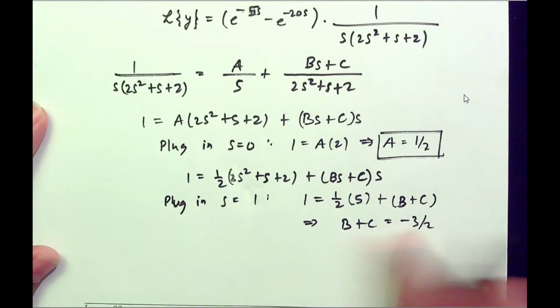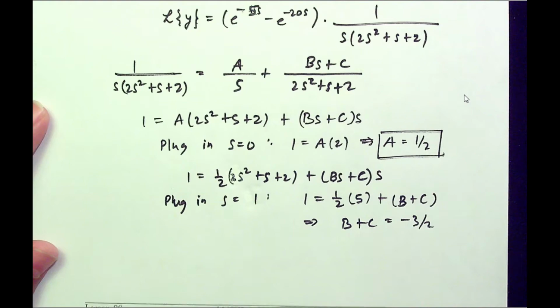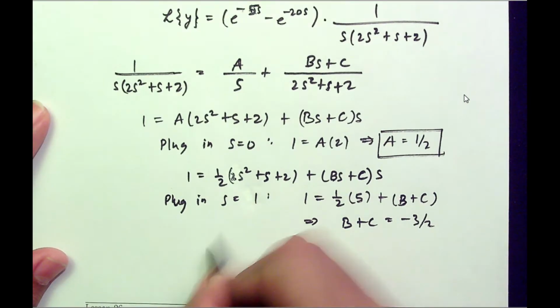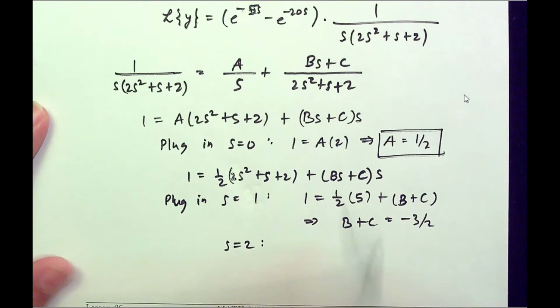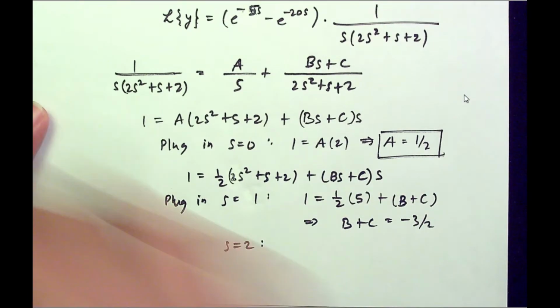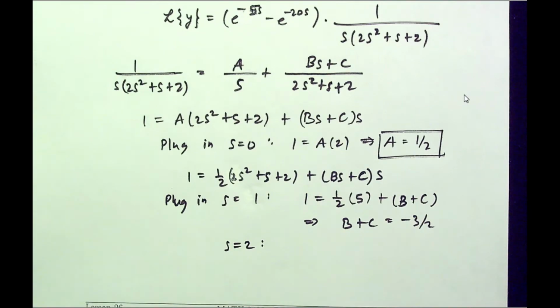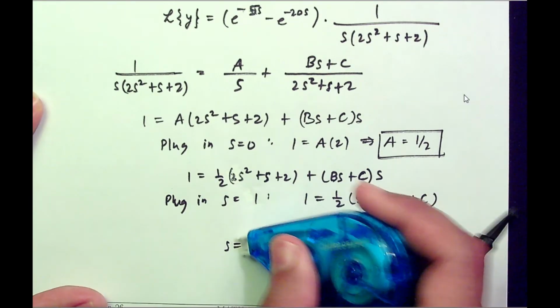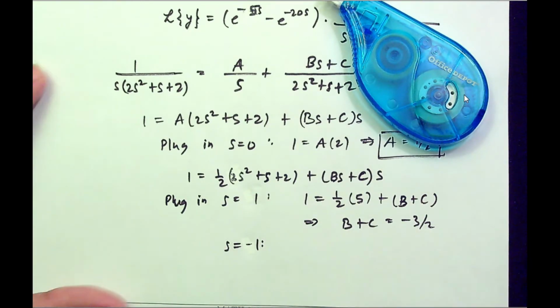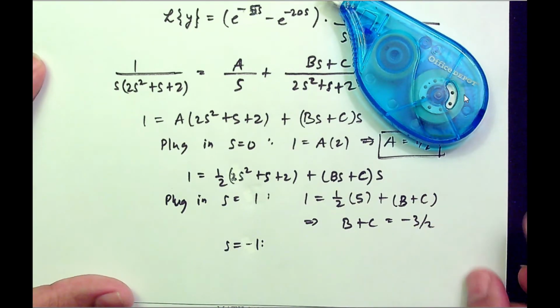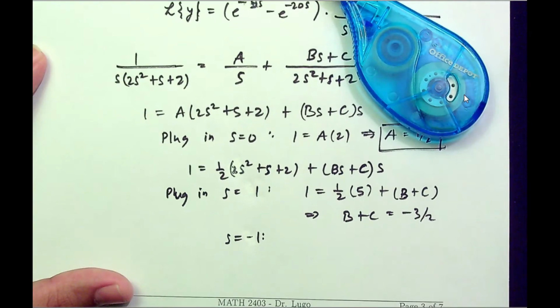So we get this. We cannot really get c or b just yet. We're going to have to plug in another number, and we're going to get a system of linear equations. Let me plug in -1. That's going to be easier. We're going to get a system of linear equations, 2 variables, 2 equations. We can figure it out from there.